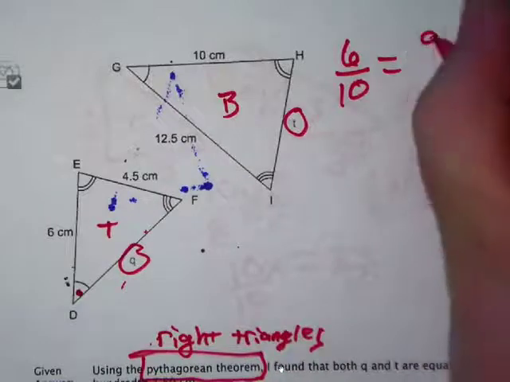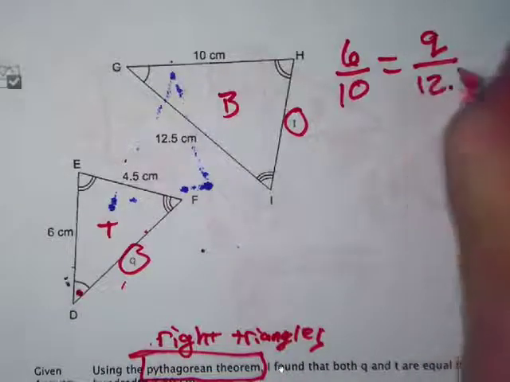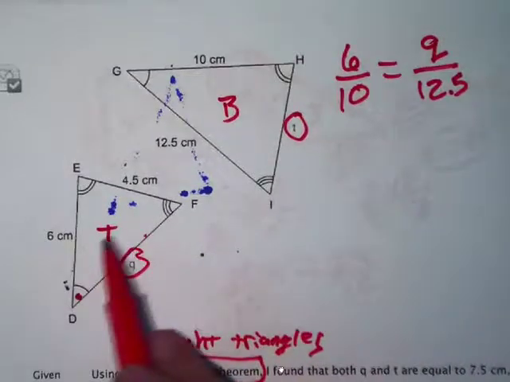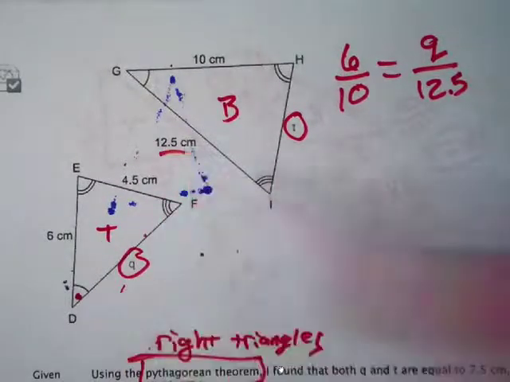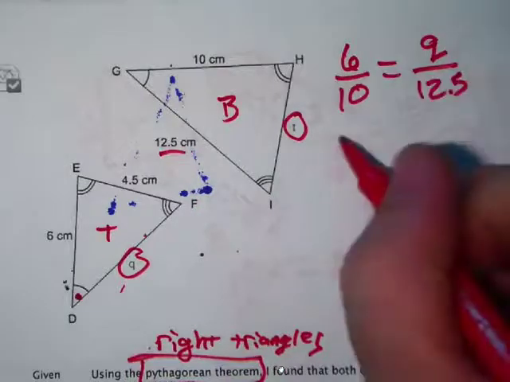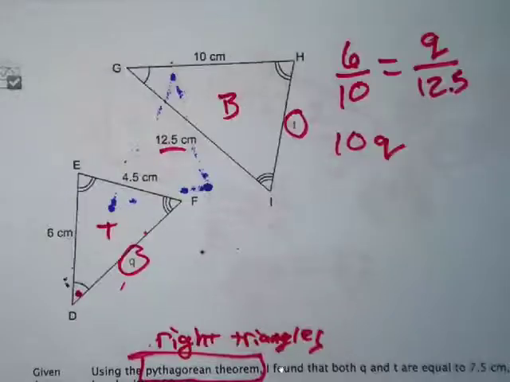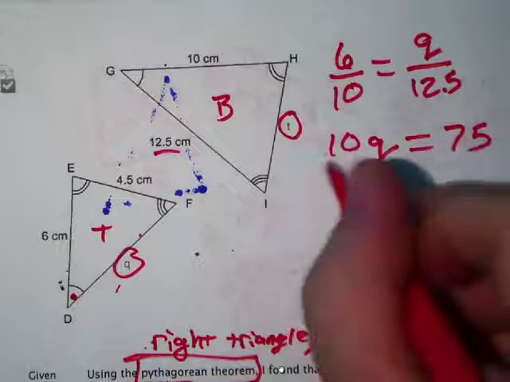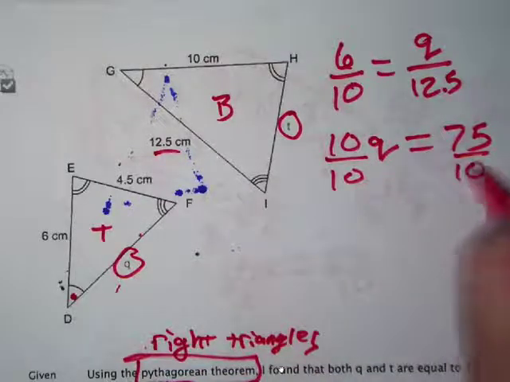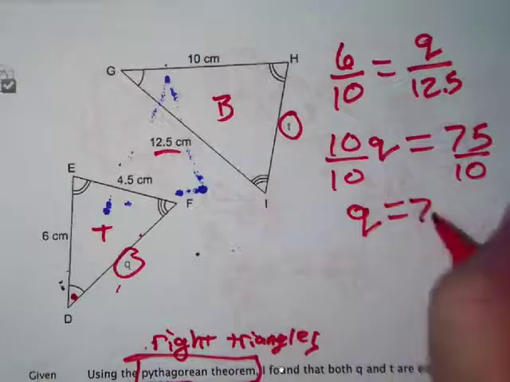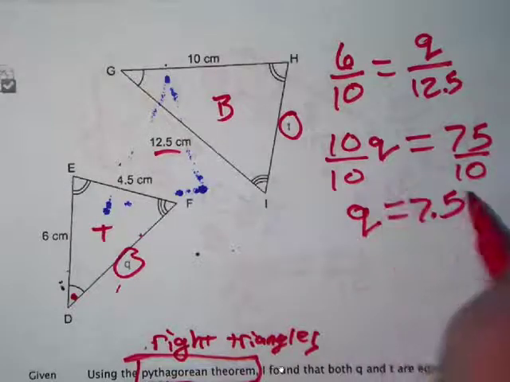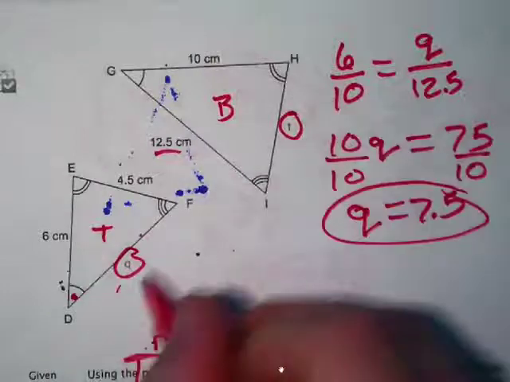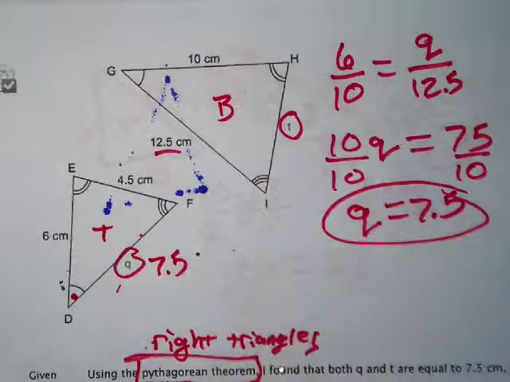Our Q is on top and 12.5 is on bottom, because remember our top and our bottom, Q and 12.5. Let's solve it. We have 10Q, and I'm going to use a calculator and find that 6 times 12.5 is 75. We're going to divide by 10. We see that Q equals 7.5, and we can use that now if we want, but we don't need to.